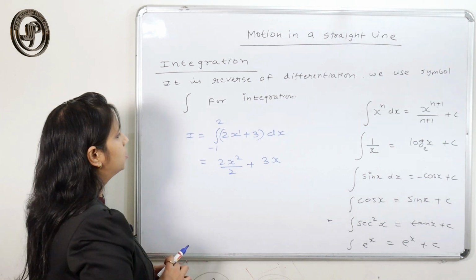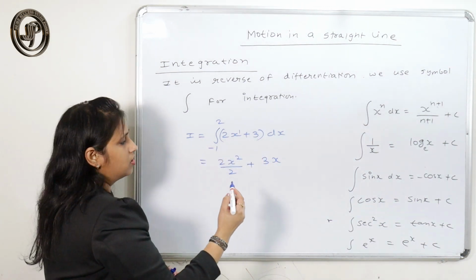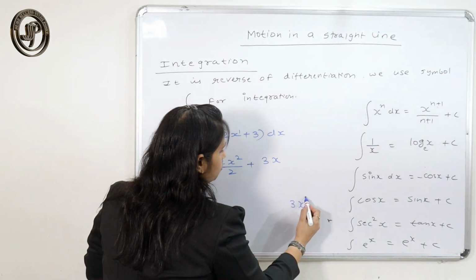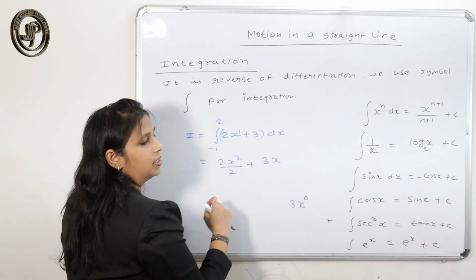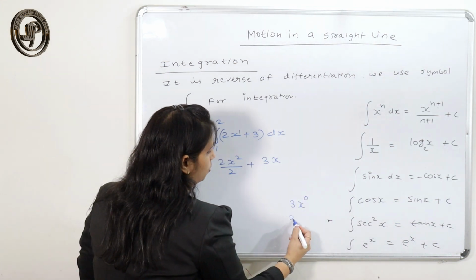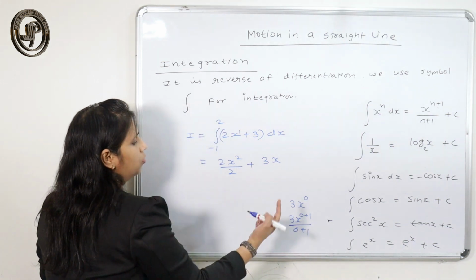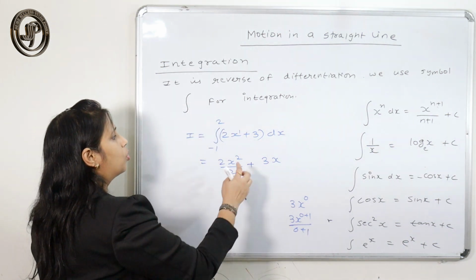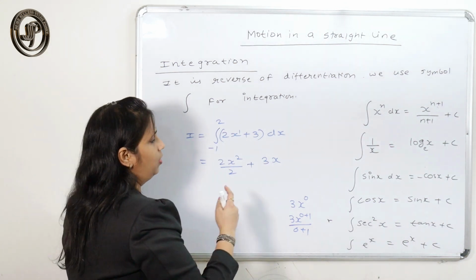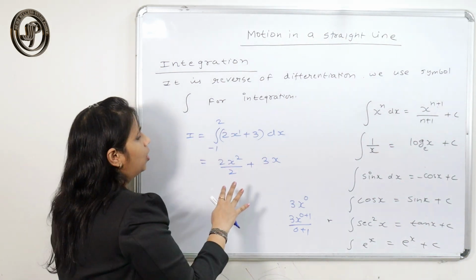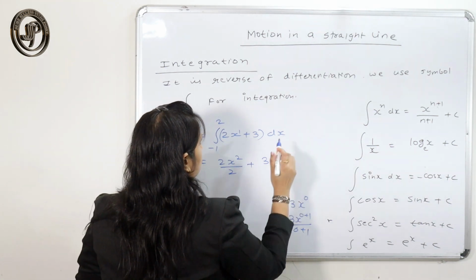It will become 3x only, because it is a constant term. Constant meaning x raised to power 0. You can write this, and so here n is 0. So if n is 0, 0 plus 1 upon 0 plus 1. So you will get only x with the 3. So whenever the constant term comes, you just have to add x, or with respect to whatever you are integrating.